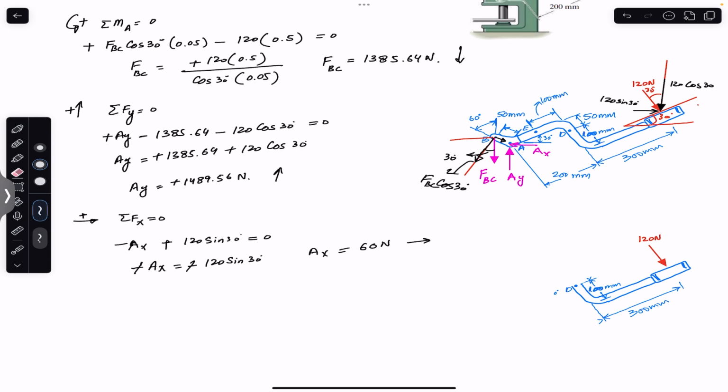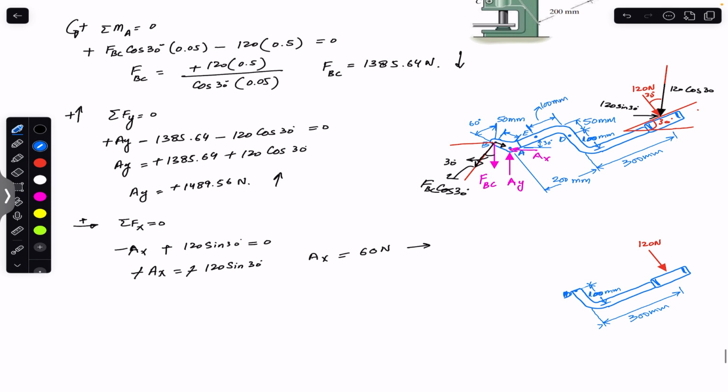So this will be our free body diagram. Now here, this is our point D. Now at point D, we will have, let's say, the normal force. Let's say this is my normal resultant force, ND.